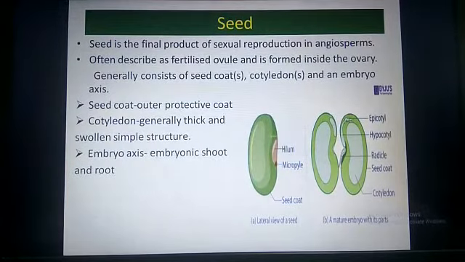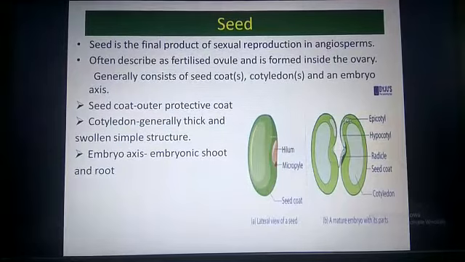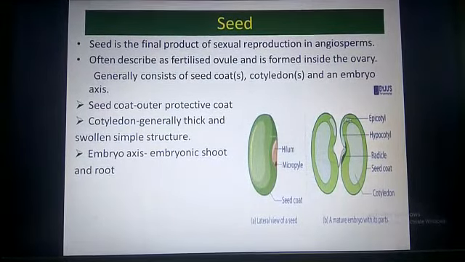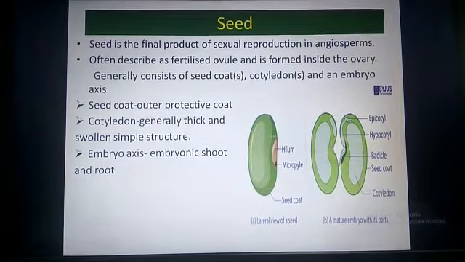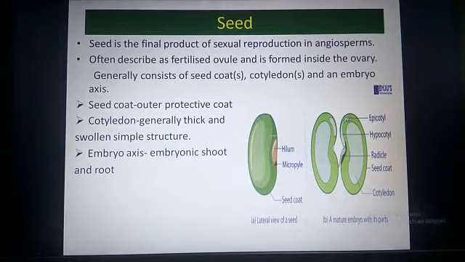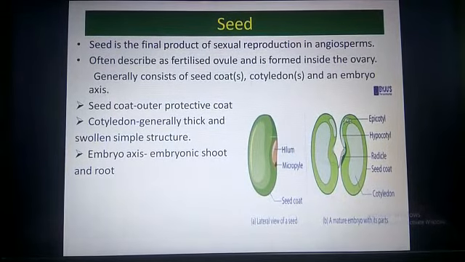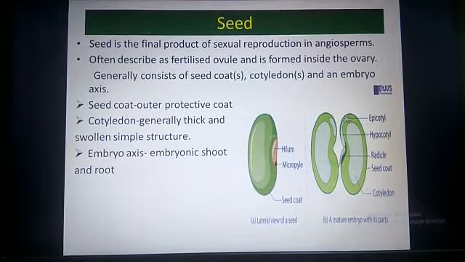Let us go to structures and events from post-fertilization, that is seeds, formation of seed. Seed is the final product of sexual reproduction in angiosperms or flowering plants. Seeds are often described as fertilized ovules, and this ovule is formed inside the ovary.